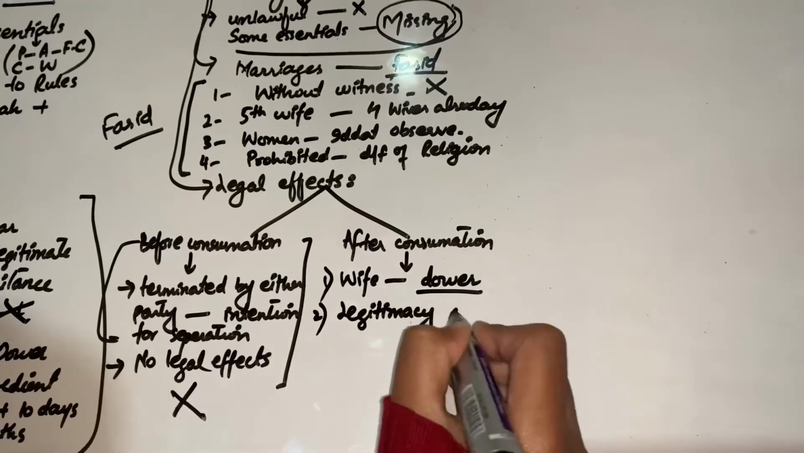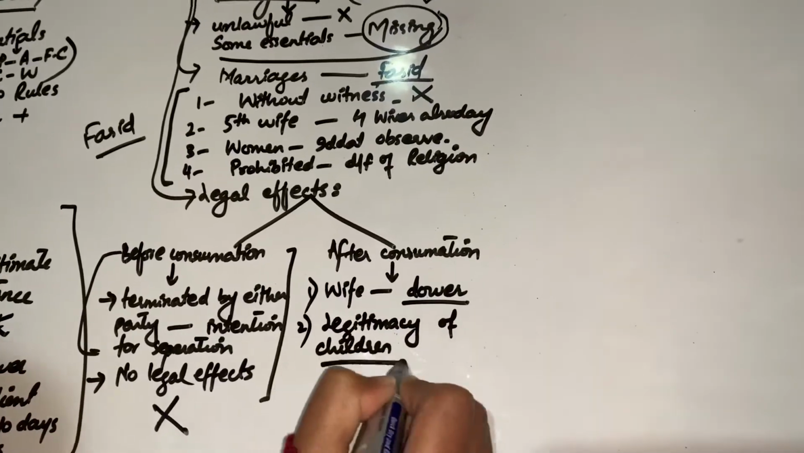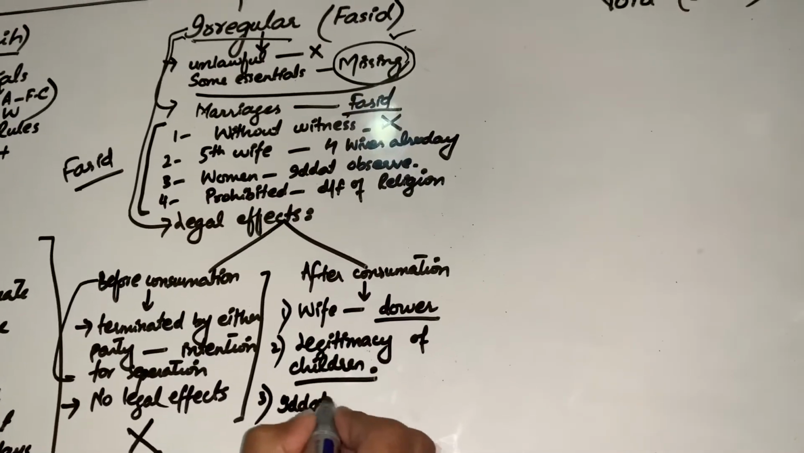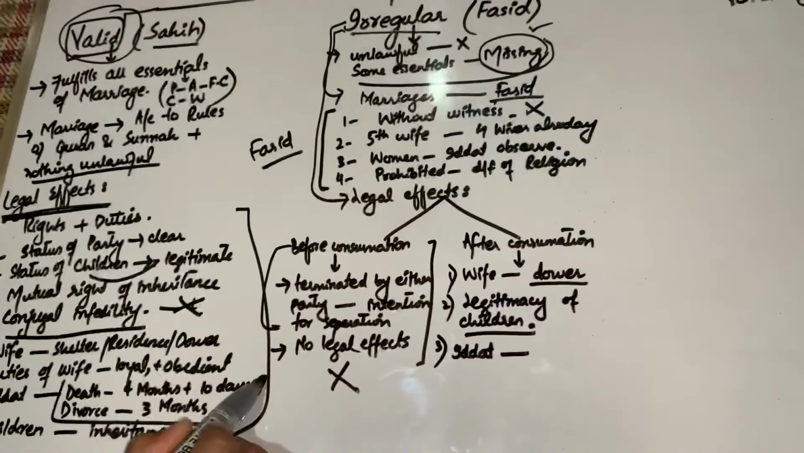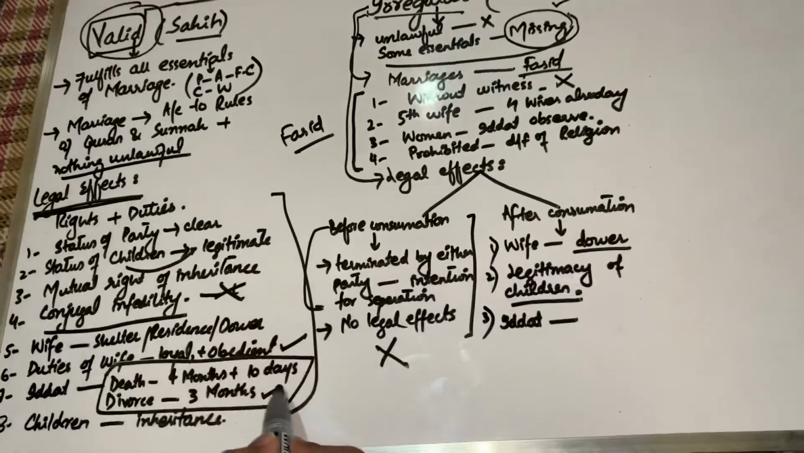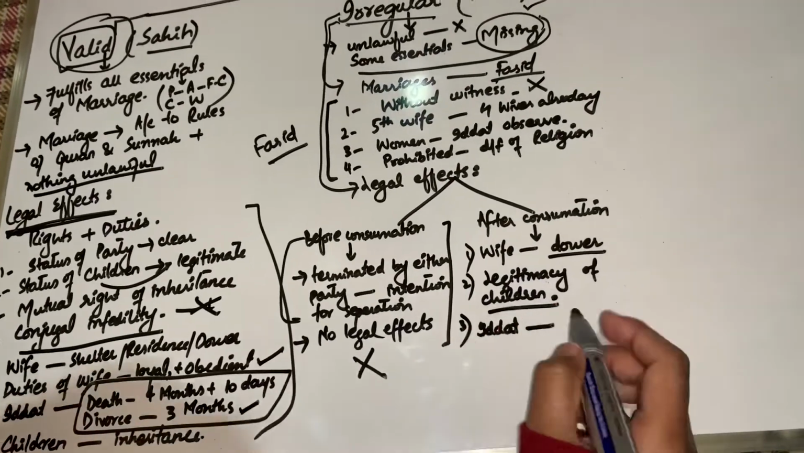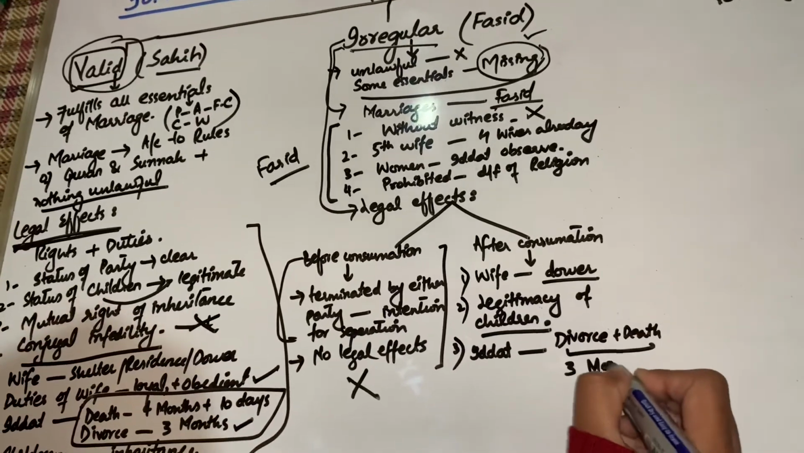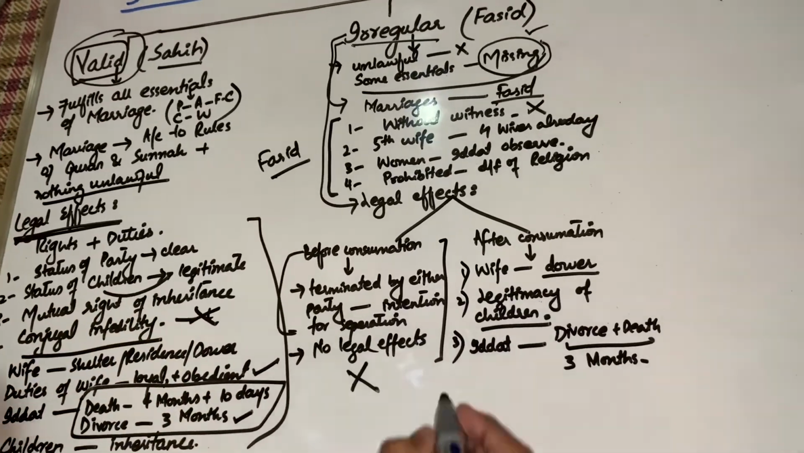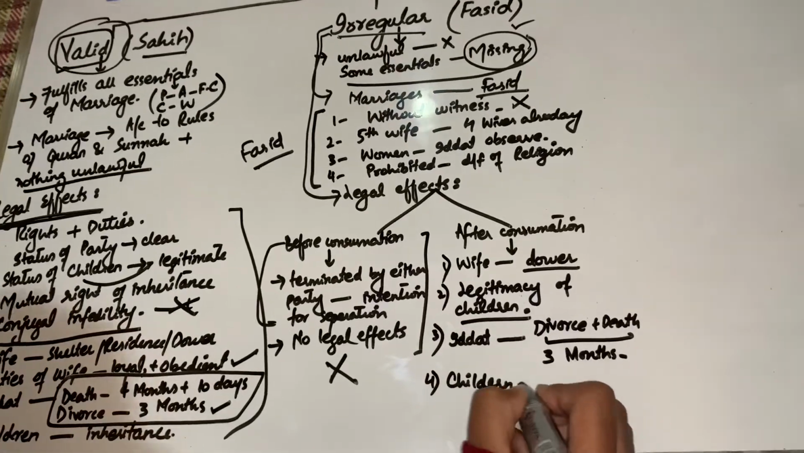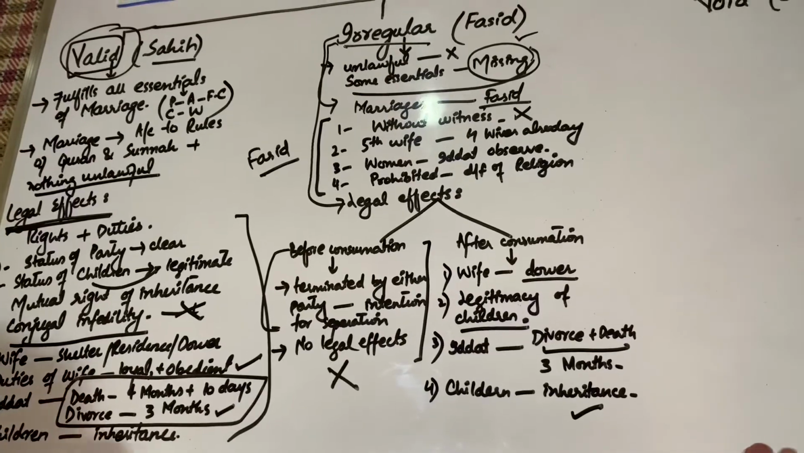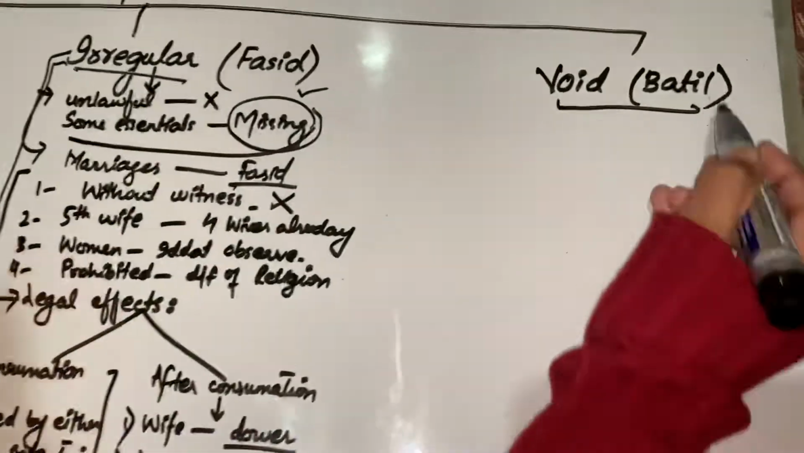Number 1, wife's entitlement to dower. Number 2, legitimacy of children. Children must be legitimate. And number 3, the wife is bound to observe the iddat. Just like we discussed in valid marriage that in case of death, iddat will be 4 months and 10 days, while in case of divorce, the iddat will be 3 months. While in case of irregular marriage, the iddat in case of divorce and death of husband will be 3 months. And the last one is children are entitled to inheritance.